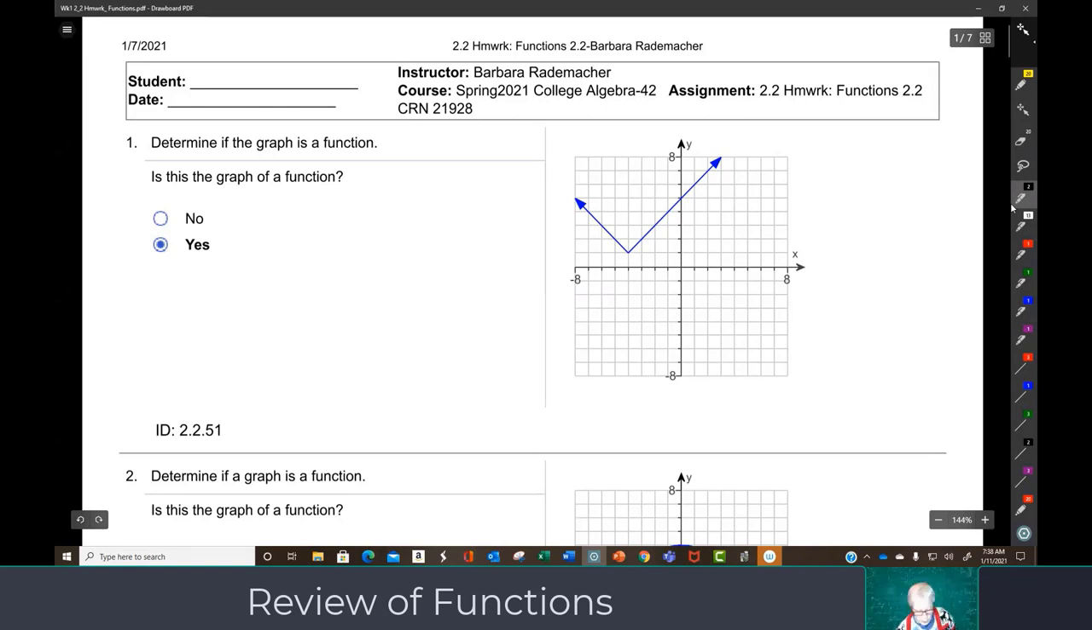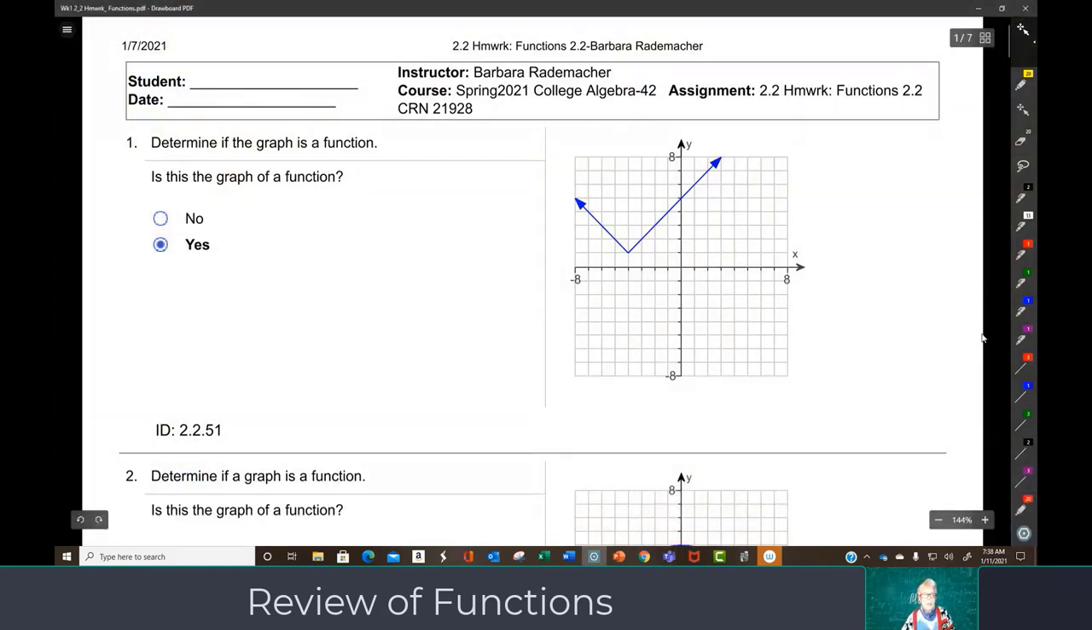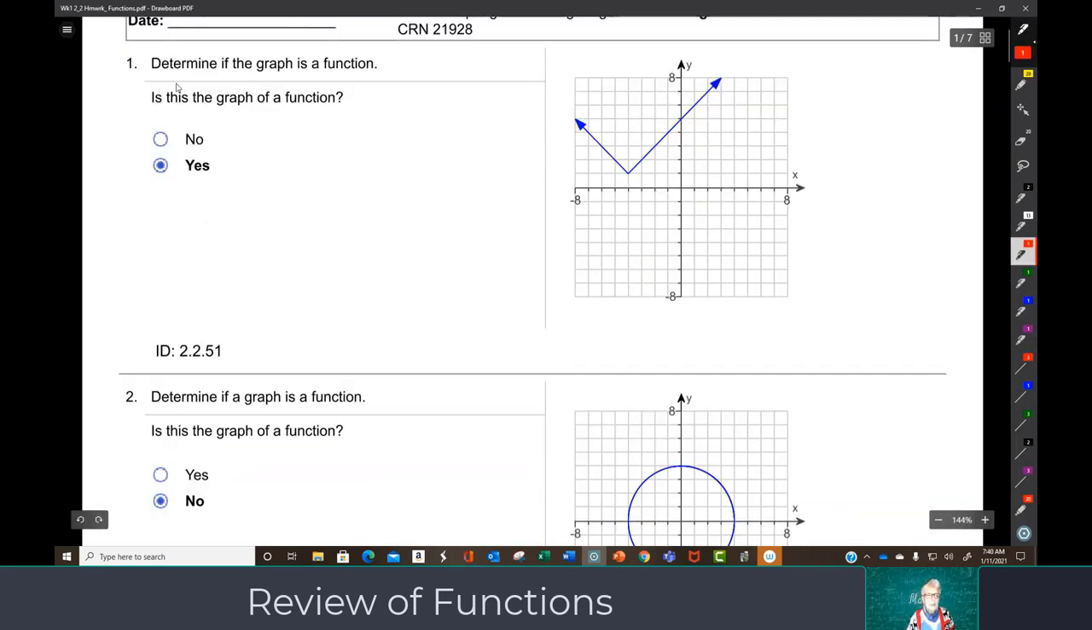We're starting off with a general review of functions, because functions are arguably the most important thing taught in college algebra in the last 100 years. The first thing we're going to do is talk about how you determine whether graphs are functions or not functions. I hope you remember the vertical line test, but if you don't, we're going to do it right now.